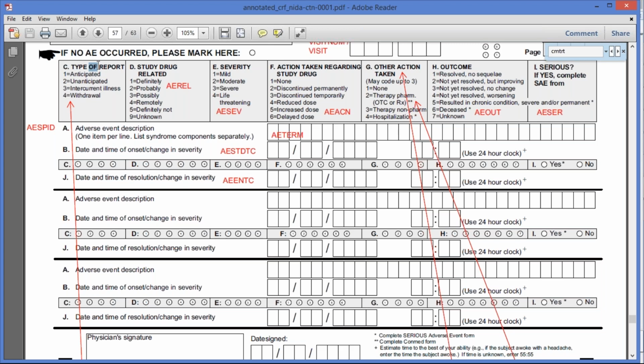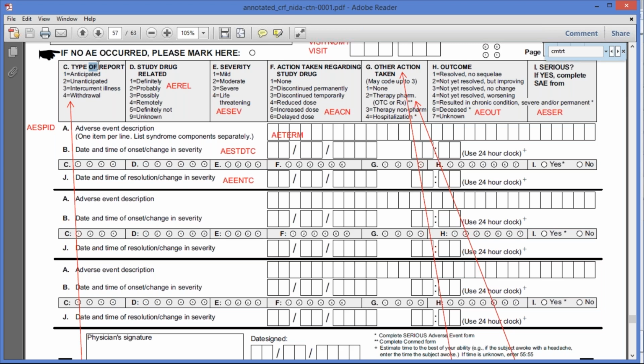So study drug related. Whenever an adverse effect occurs, we need to know whether that adverse effect is due to the drug or due to interaction or due to any other interactions or reasons. So relatedness. Severity, mild to moderate to severe. We will collect any action taken with the study drug.